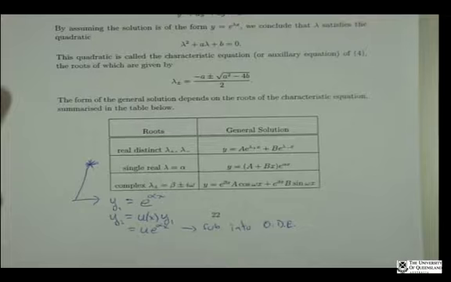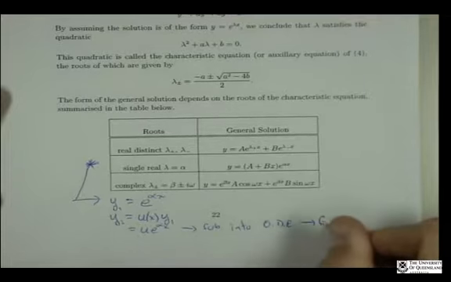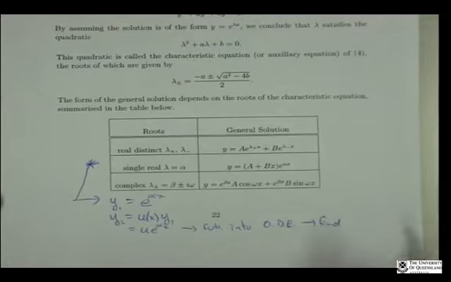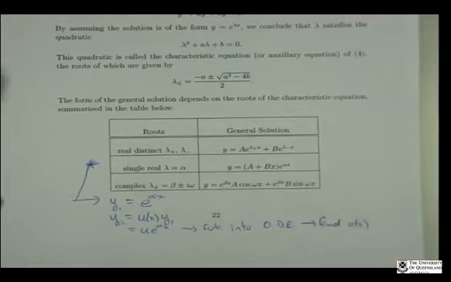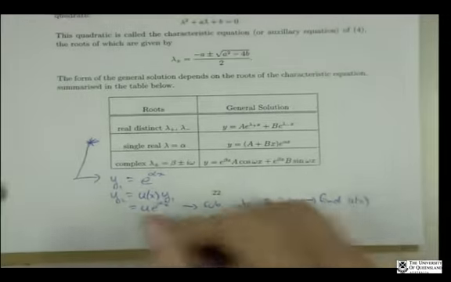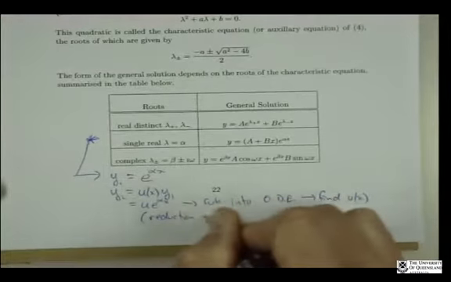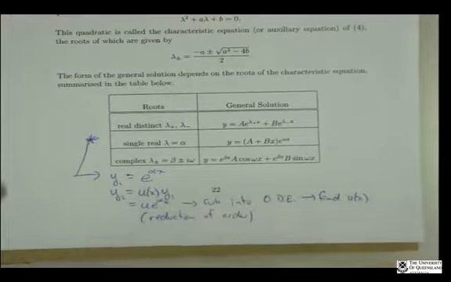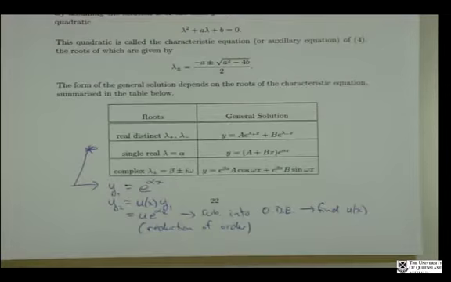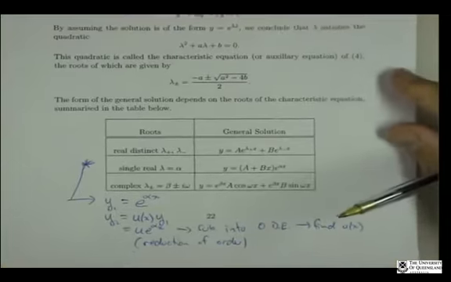So sub into the ODE. And then ultimately this allows us to find that function u of x. All right, and this method is known as reduction of order.